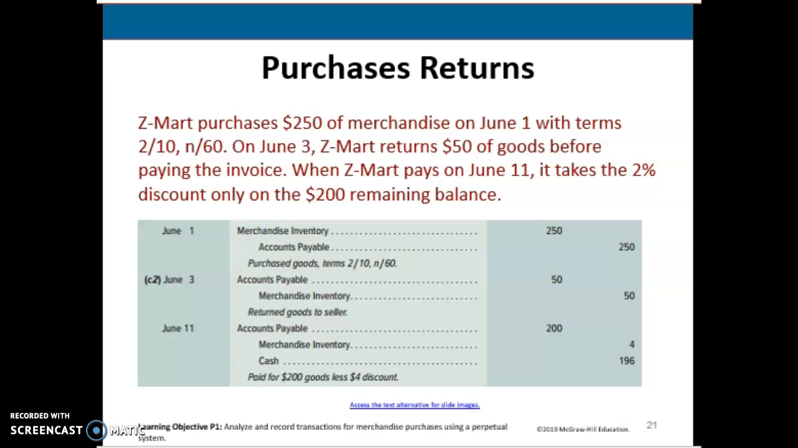We're going to credit merchandise inventory for the amount of the discount. Discount comes from 200 times 2%, which is $4. So we're crediting merchandise inventory to reduce the cost of our inventory by the amount of the discount. And then the difference is what we're paying in cash. So our balance that we owe them, $200 minus the discount of $4, and we owe them $196. That's how much cash we're actually going to be paying them.